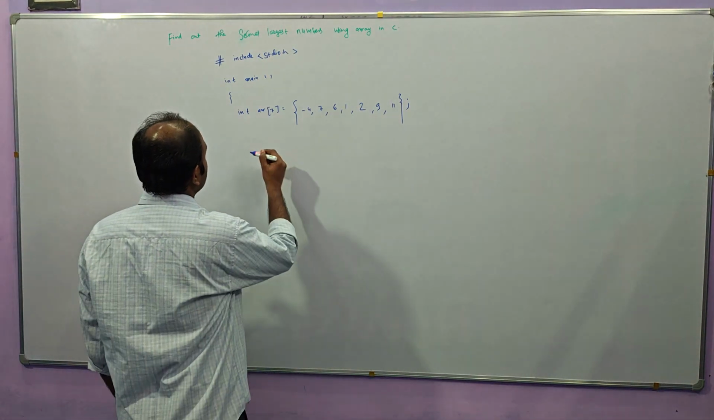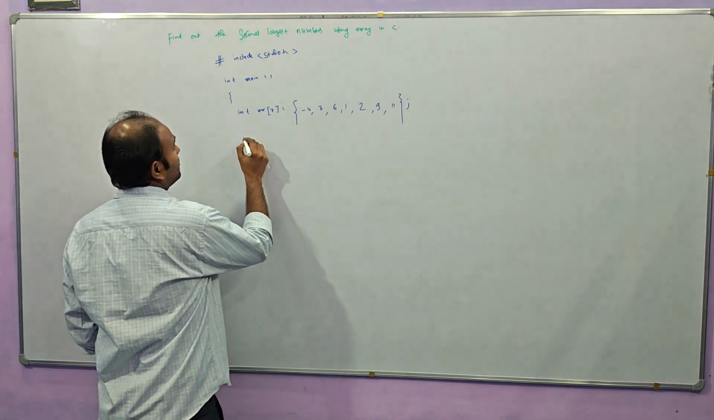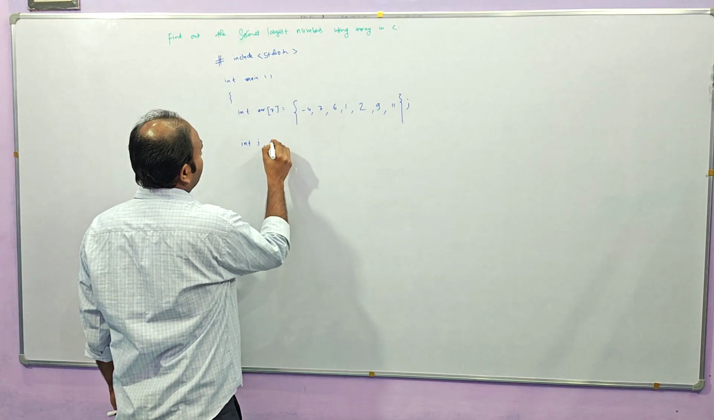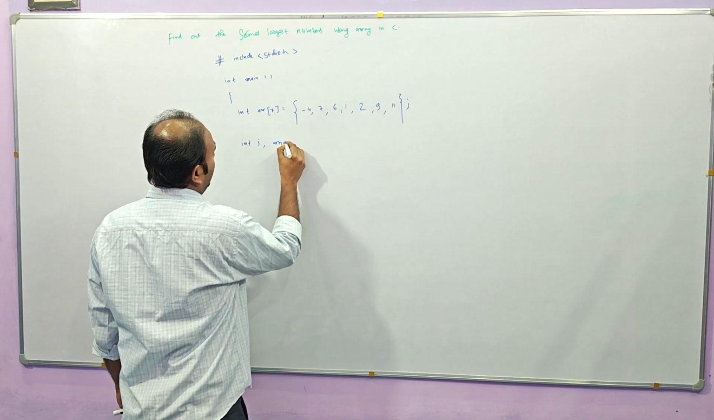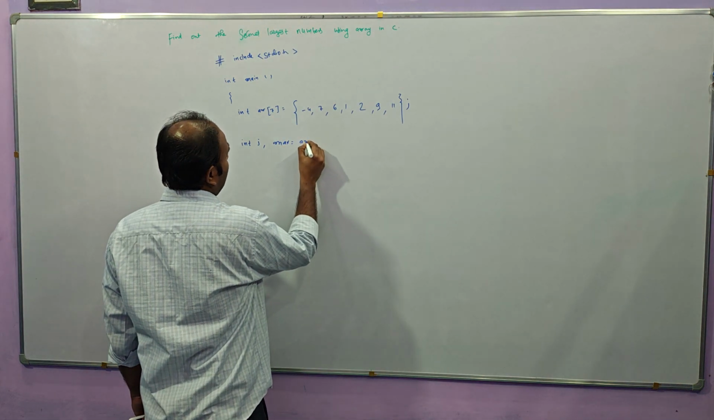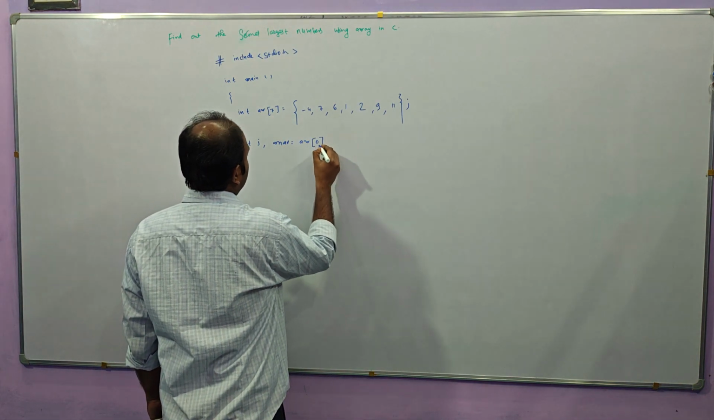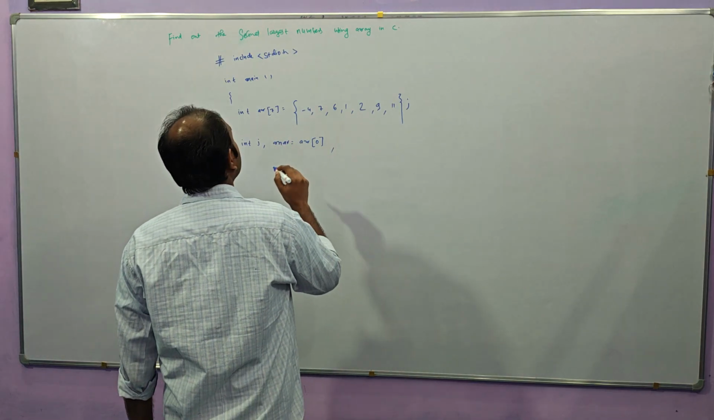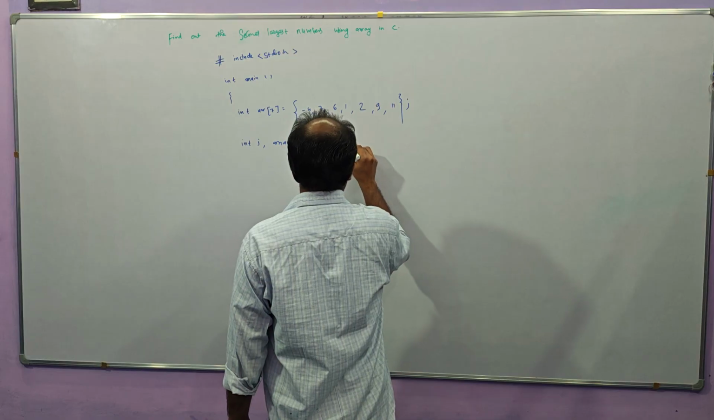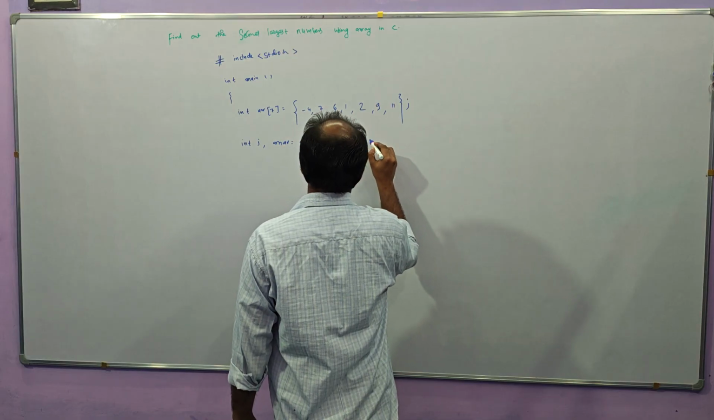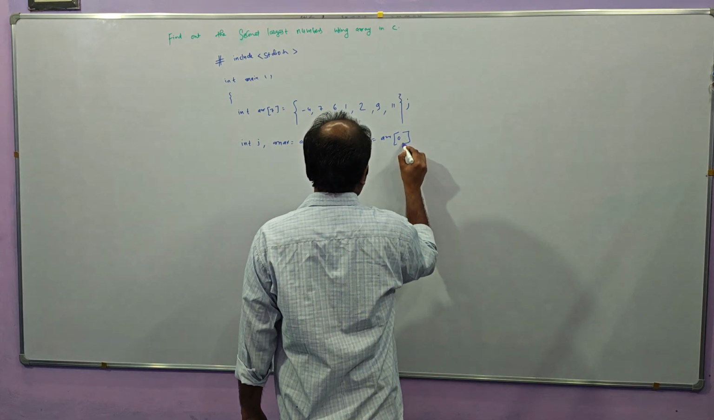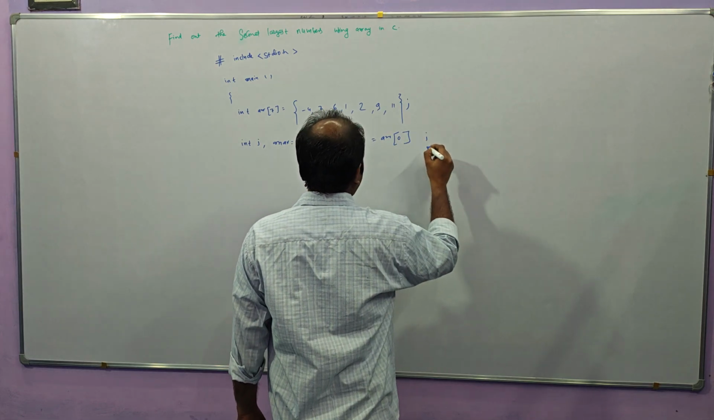Now we take int i, max is equal to ar[0], and for the second largest number we consider min is equal to ar[0]. That's it.